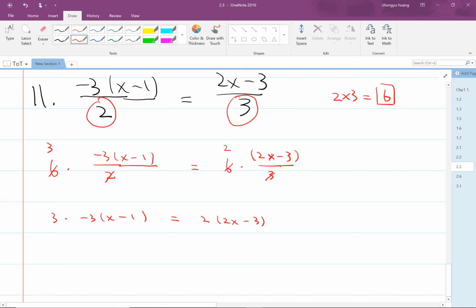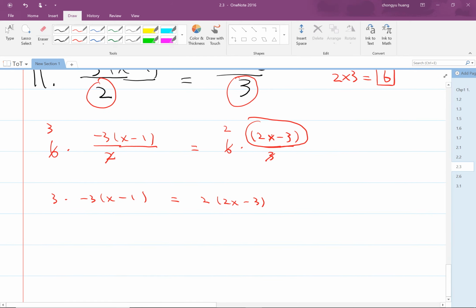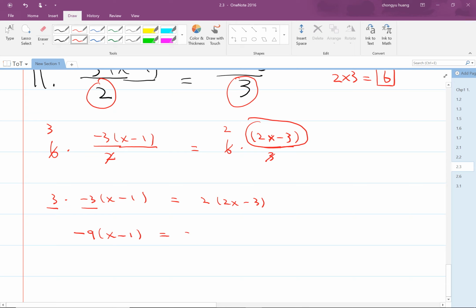So here we see 2x over 3 as a term, right? So we have to put a bracket because we want to make sure 2 is multiplied by all of it. So let's move on. On the left hand side we have 3 multiplied by negative 3, so it becomes negative 9. Negative 9 times (x minus 1) is equal to 2 times (2x minus 3), right?